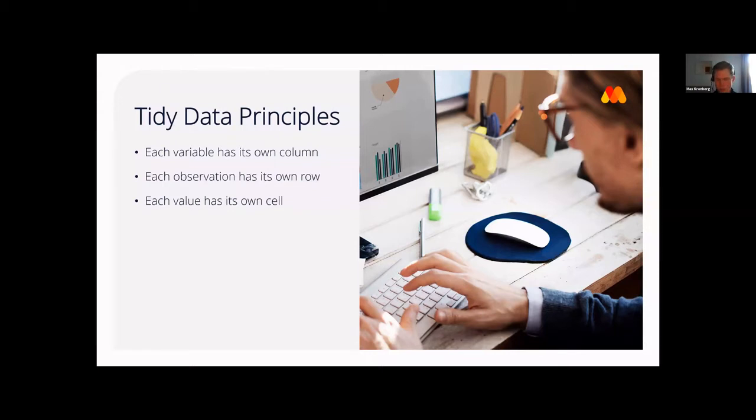So you don't want to store the values for two different variables in the same cell, but also not in the same column. So using the uni results as an example, there's a test A score and a test B score. You wouldn't want to have test A and B score in the same column. You'd have to come up with a different way of doing that. And then you wouldn't want to have the results of two different students in the same row. That doesn't really make sense either, and that would be a messy way to deal with the data.